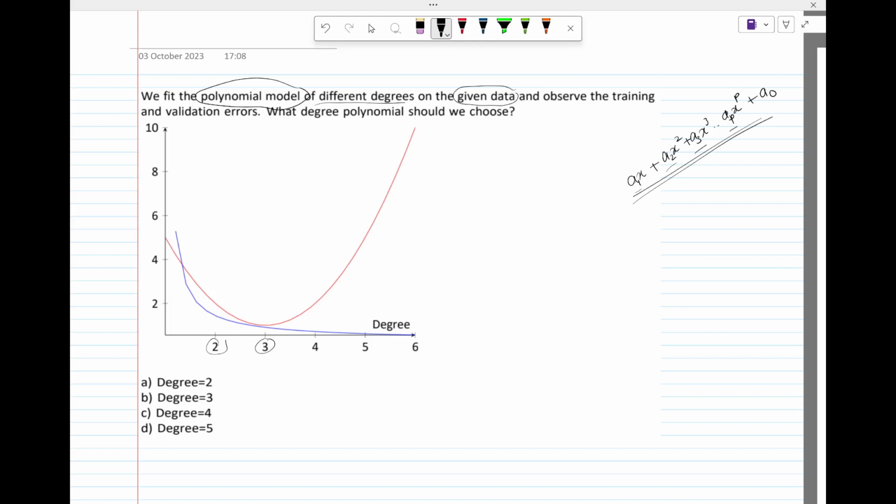So this is a 2 degree polynomial, 3 degree polynomial that is fit on a given data, and the training and validation errors are plotted. What degree polynomial should we choose? I think the first thing that we would like to find out is, from this red and blue line, which is the plot for training error and which is the plot for validation error. Can you tell me which is which?